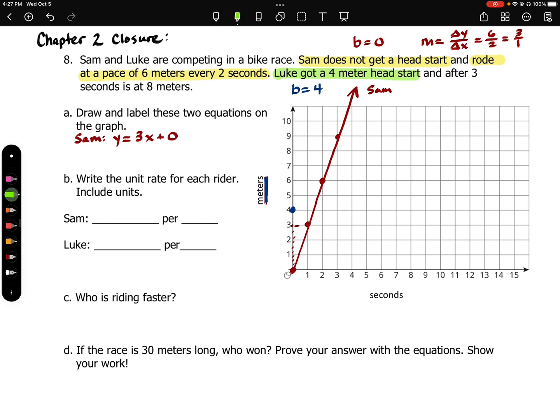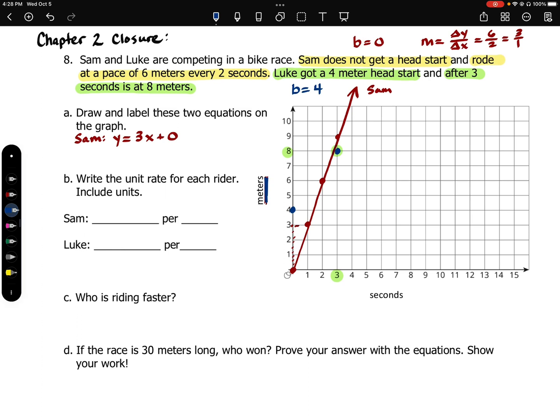When we look at his other information, they said after 3 seconds, he's at 8 meters. So you need to look at 3 seconds, and we need to be at 8 meters. That's where that point should go, at the point (3, 8). They're not telling you that's his pace. They're just telling you that after 3 seconds, he's gone 8 meters.